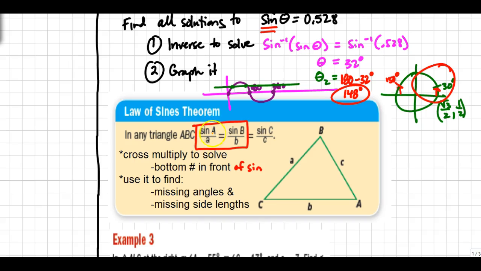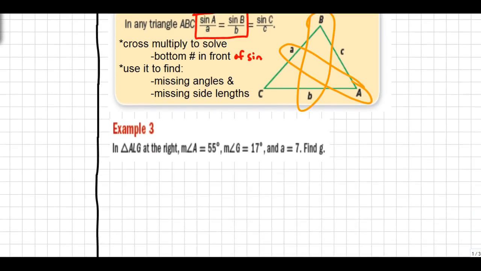Notice that the letters here are done intentionally. Capital A is an angle, lowercase a is the side across from that angle. So basically when you're setting up your law of sines, you're going to look for angles and sides that are across from each other, and you're going to turn those into two equal fractions. So that's the basic idea. Let's go ahead and give it a try.